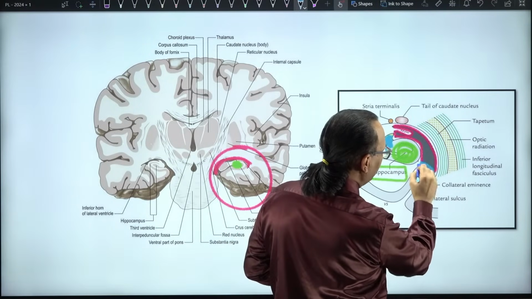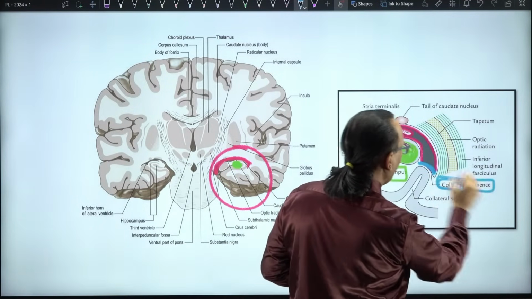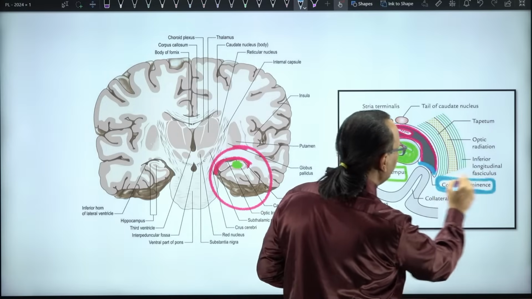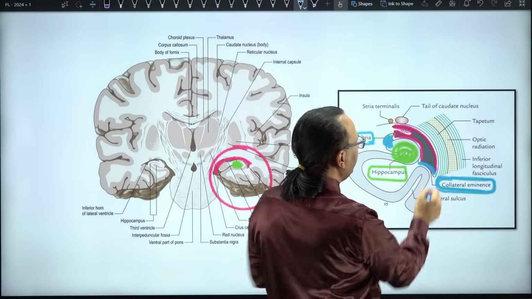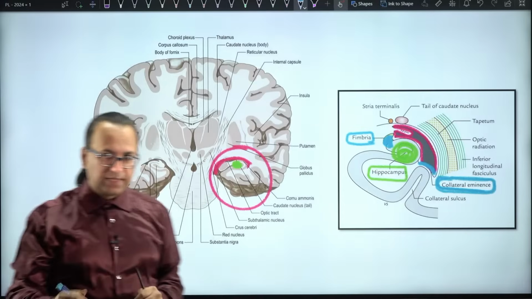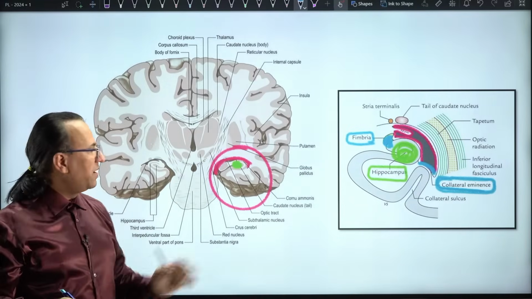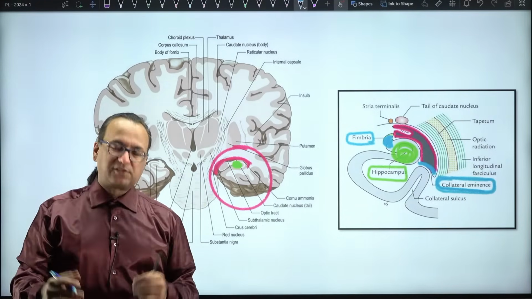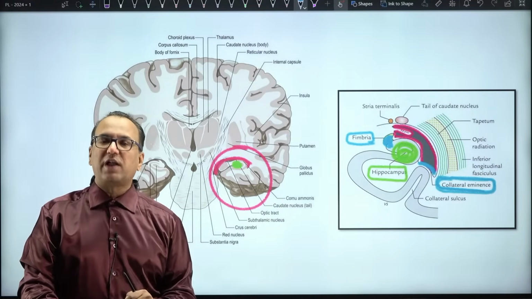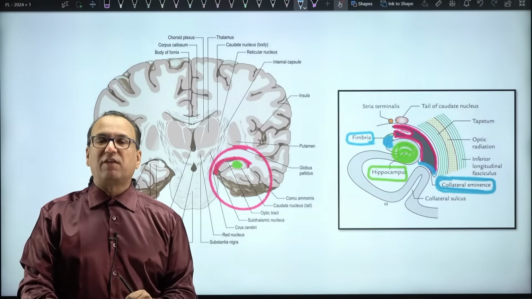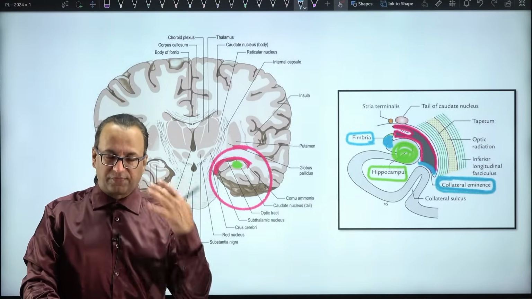So this is the collateral eminence. There is a calcar avis, there is a collateral eminence, there is this fimbria. All these are at the floor of the... or simply you may be thinking that he has started teaching us the crude neuroanatomy here. So maybe we can go the other way around, the rule of exception.